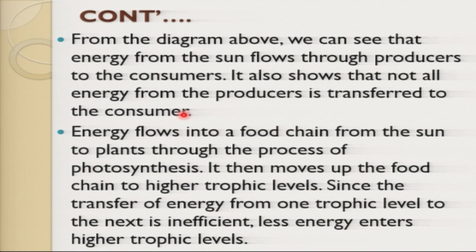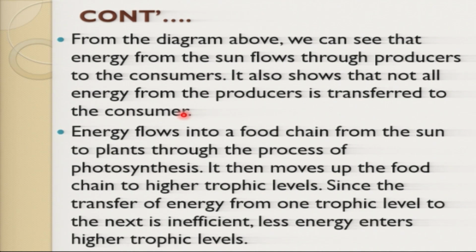So let me talk about the diagram above. We can see that energy from the sun flows through producers to consumers, which is very clear. It also shows that not all energy from the producers is transferred to the consumers. Energy cannot be totally transferred to the consumers.